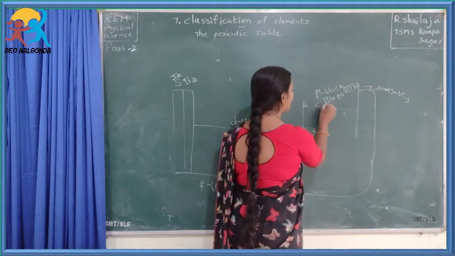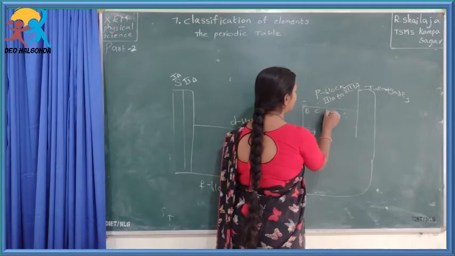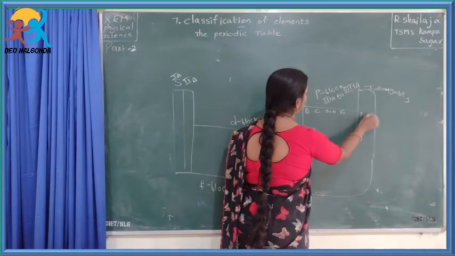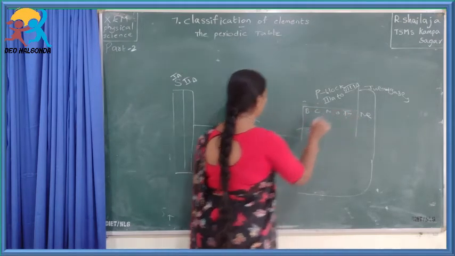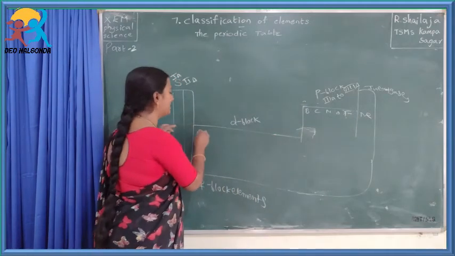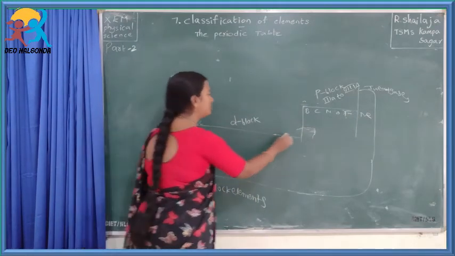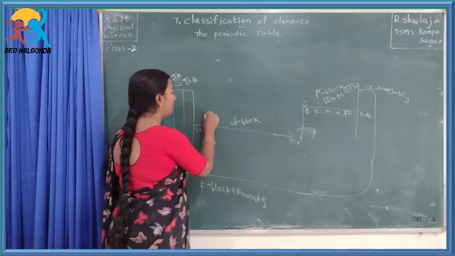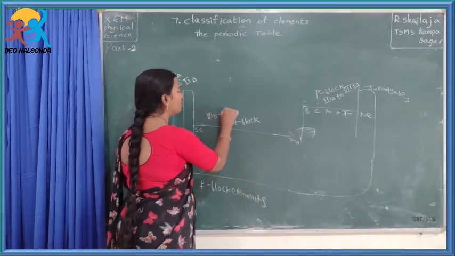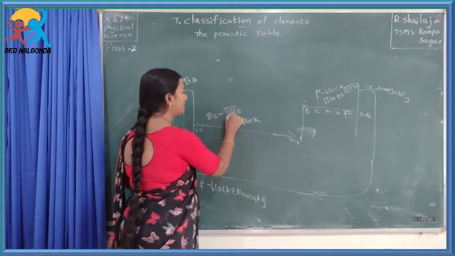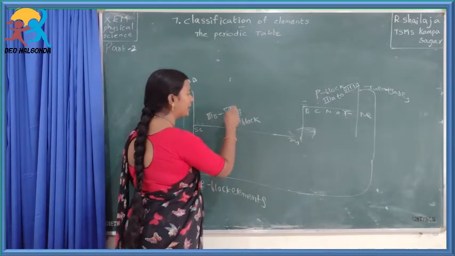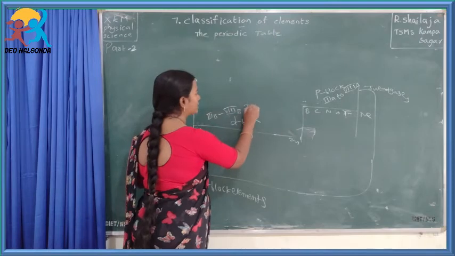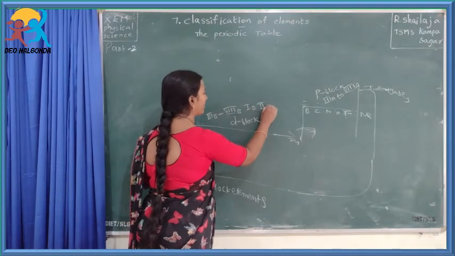Boron, carbon, nitrogen, oxygen, fluorine, neon. And the middle D block elements are from scandium to zinc. They are the third B to the 8th B. The 8th B is a group of three sets of elements, along with the first B and second B.